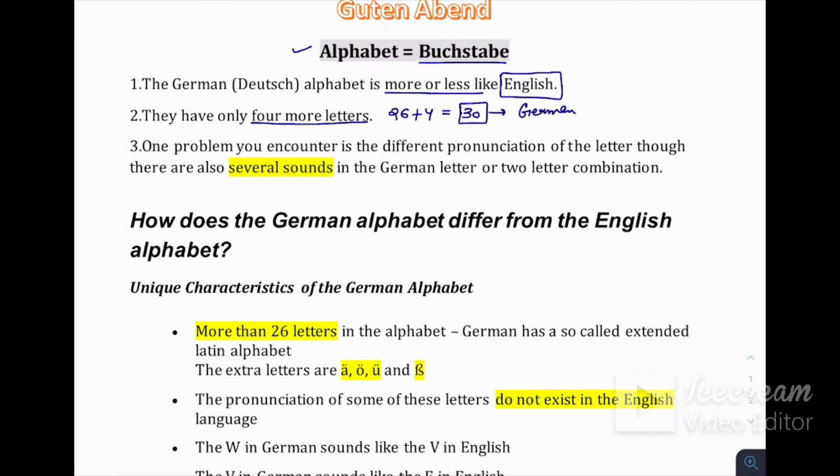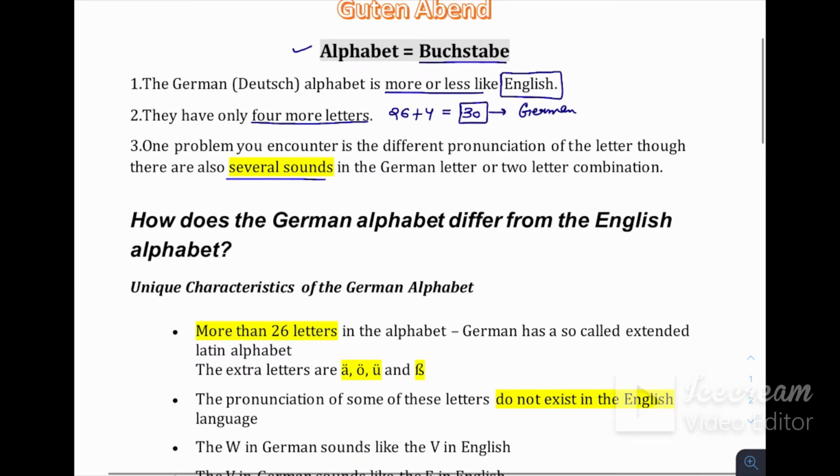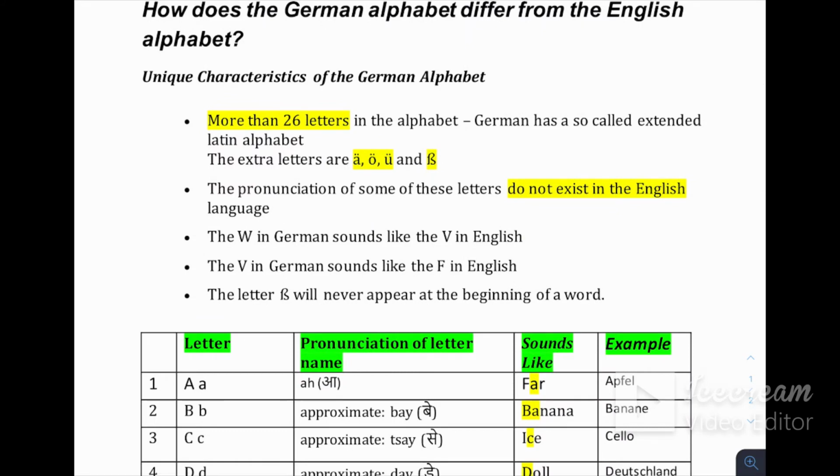One problem you encounter is the different pronunciation of the letters. There are also several sounds in German letters or two-letter combinations, जो हम अभी देखेंगे. Clear? We already discussed that there are 26 alphabets and 4 more extra alphabets are there.